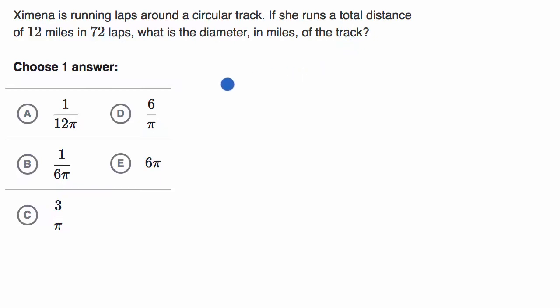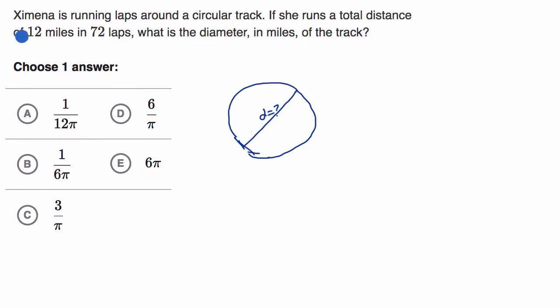Okay, so let's do it together. And so let's visualize what's going on. We have a track that is circular. That's my best freehand drawing of a circle. Imagine an actual perfect circle. And we need to figure out what the diameter of the circle is. So I'll just call that the diameter of the circle.